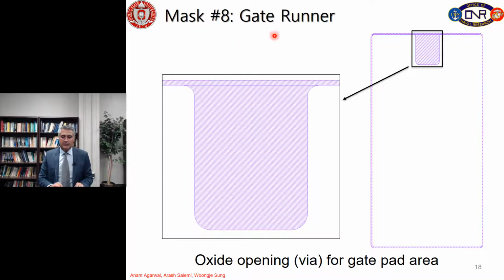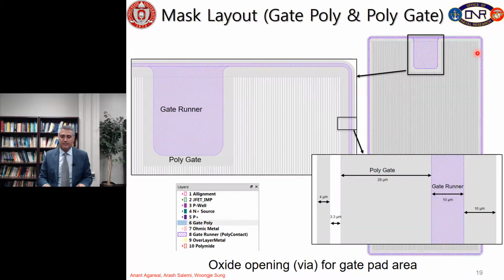Mask number 8 is the gate runner. It cannot be seen in the cross-sectional view. So here is the mask from the top side. So here is the gate pad, and then we have a gate runner in the periphery. So in this case, actually we are opening the oxide or making via for the gate pad area. So you see a combination of gate poly and polygate together.